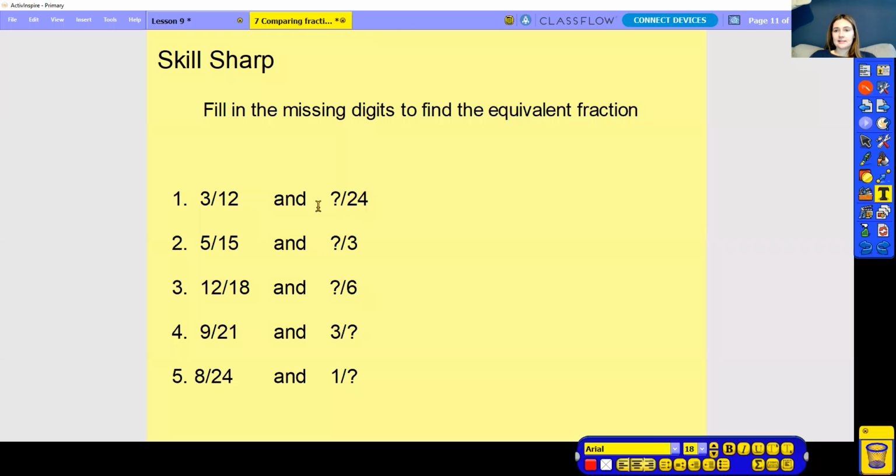Okay, I'm going to go through the answers now for these. So if you've not done them, do them, but if you are ready, we'll go for it. So we find an equivalent fraction. So what's happened to the 12 to get to 24? We've times it by 2. Do the same to the numerator, so that one becomes 6/24.